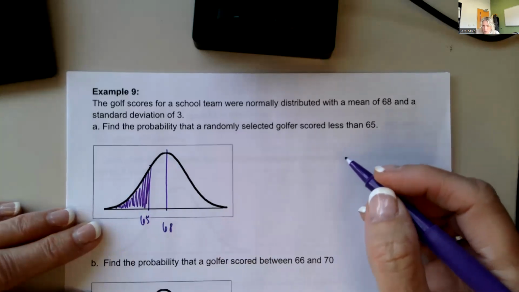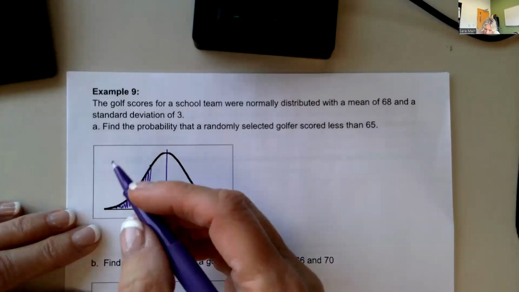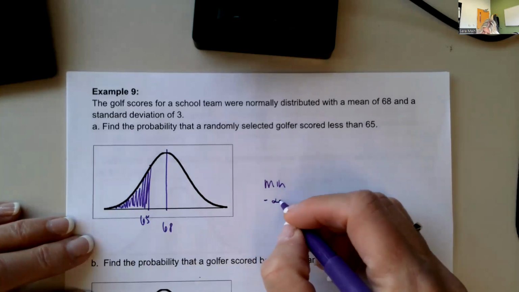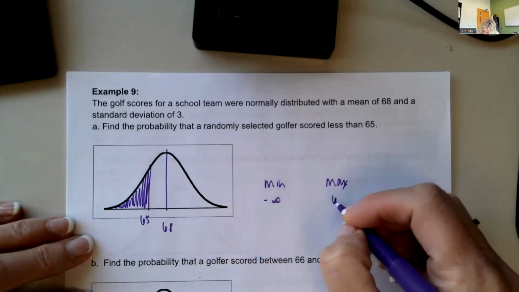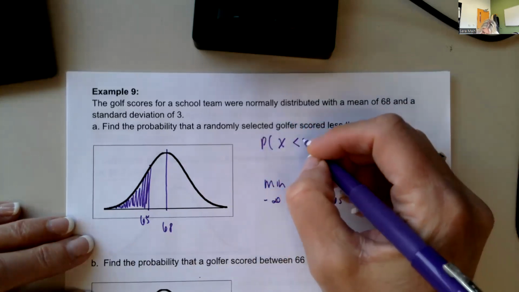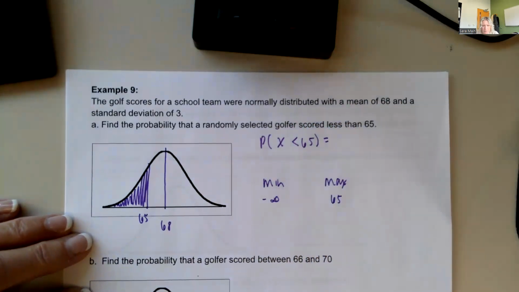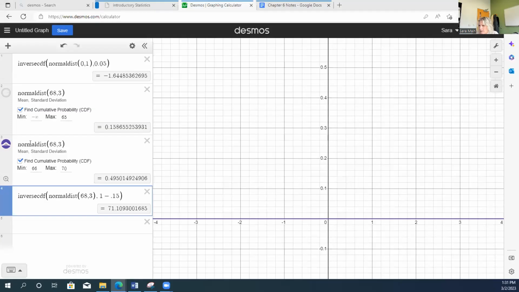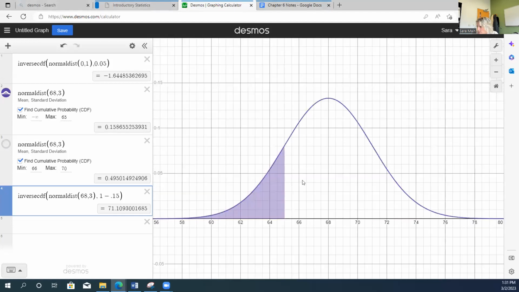Okay. So we're going to go into Desmos, and we're going to use the min at negative infinity and the max at 65. And this is the probability that X is less than 65. And here we are on this one. I'm going to just hit my magnifying glass. So here we are, less than 65. And it looks like that is 0.1587. So about 15.87%.